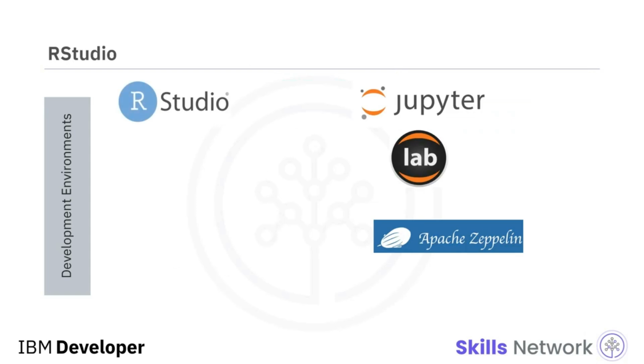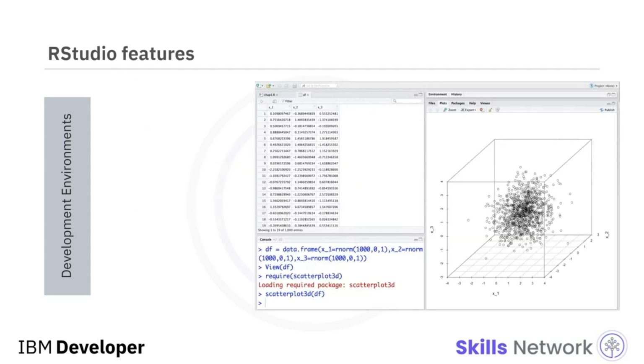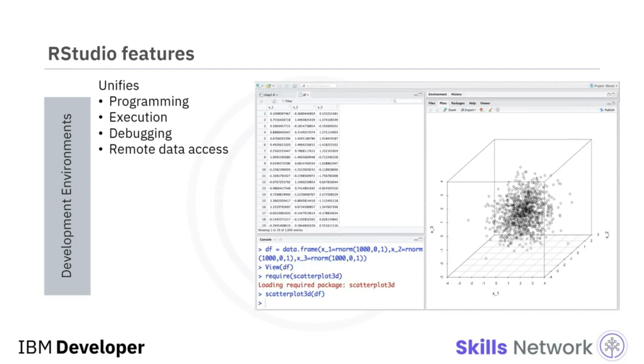RStudio is among the oldest development environments for statistics and data science. RStudio has its origins in the year 2011. It exclusively runs R and all its associated R libraries. In the R environment, Python development is possible. R is tightly integrated into the Jupyter tool and provides optimal user experience. RStudio unifies programming, execution, debugging, remote data access, data exploration, and visualization into one tool.